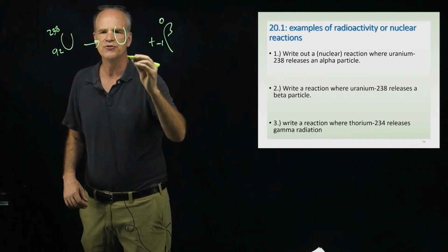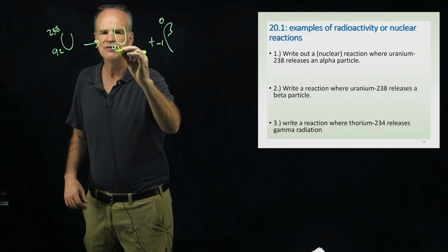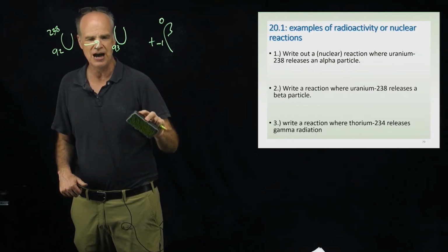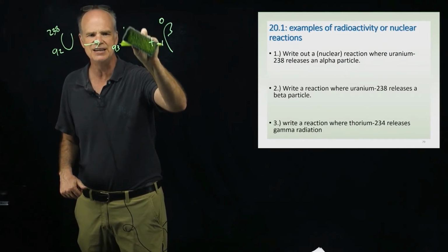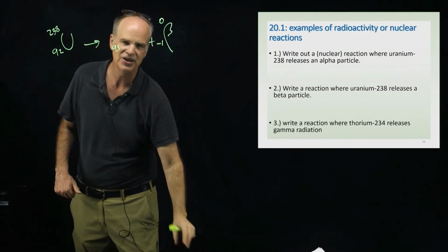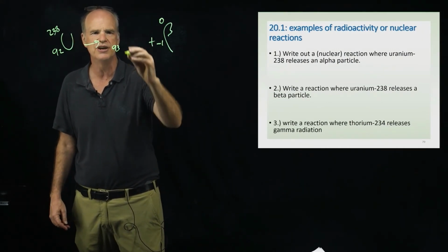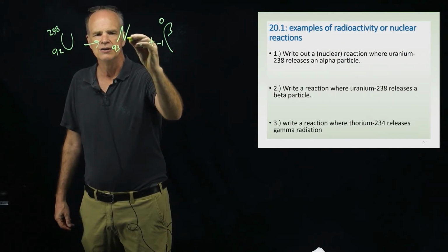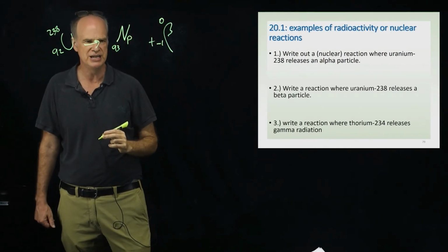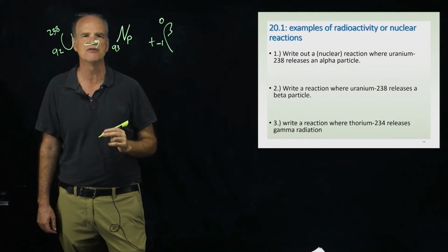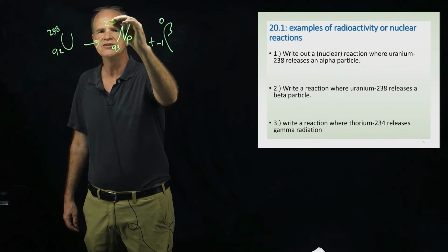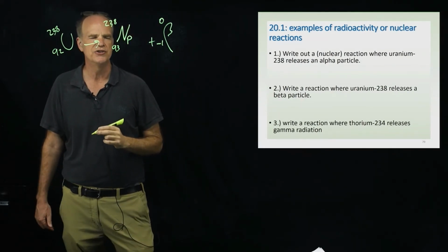So if the proton is formed, then the atomic number should be 93. But here's the problem. It is no longer uranium because it has a new atomic number. So I erased the U there. Instead, if you look up the atomic number of 93 and see what element it's associated with, the element is neptunium. So we would have to put an Np there for neptunium. Now, does the mass number change for the beta emission? No, it's still at 238.